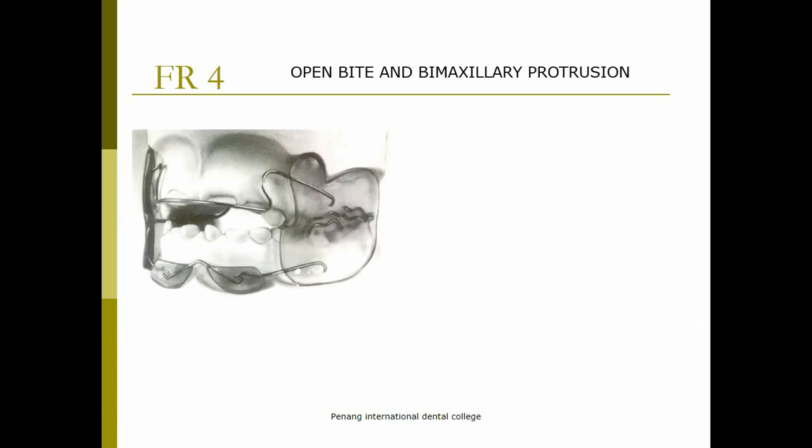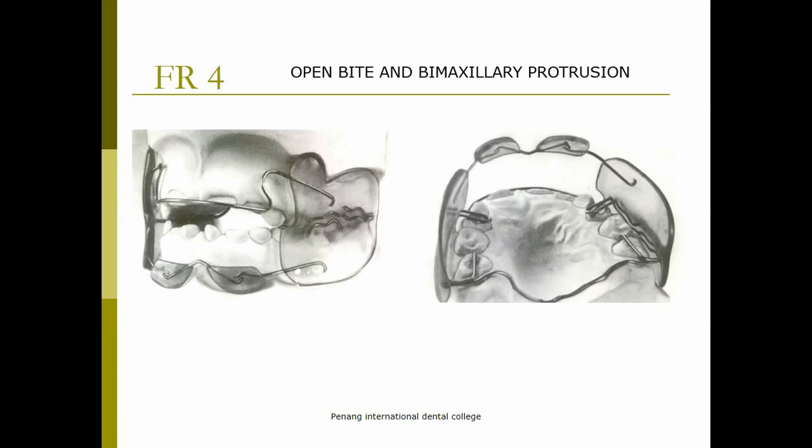Now we have FR4, which will be given for open bite, again a vertical skeletal problem, and I want to correct it. So here you have 4 occlusal rests. Why do you think we are having occlusal rests on the posteriors? Because we don't want the posteriors to erupt further. If my posteriors erupt further, the open bite will increase. If I can manage to intrude them instead, then my open bite will decrease.